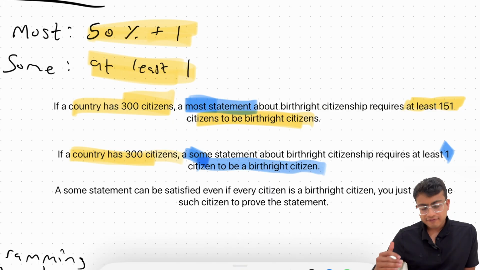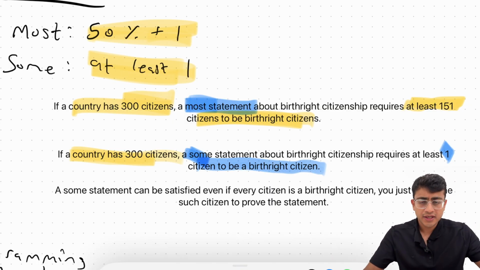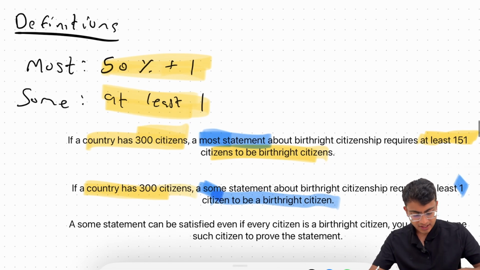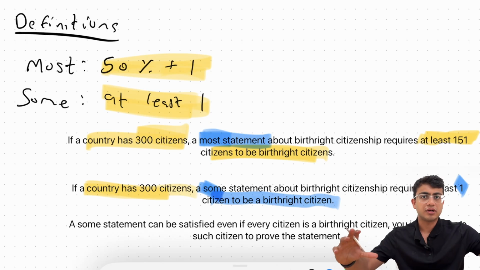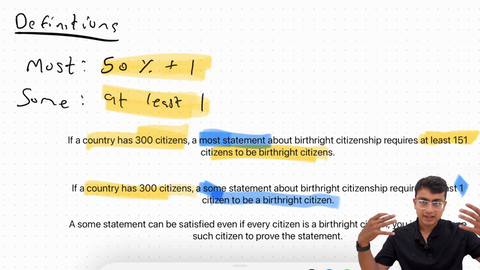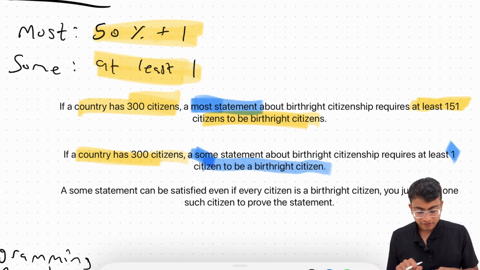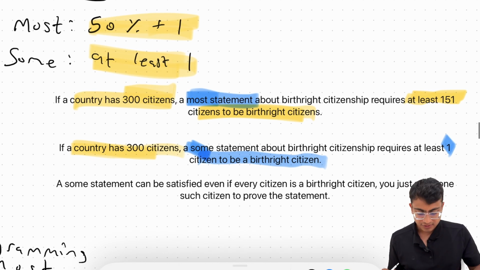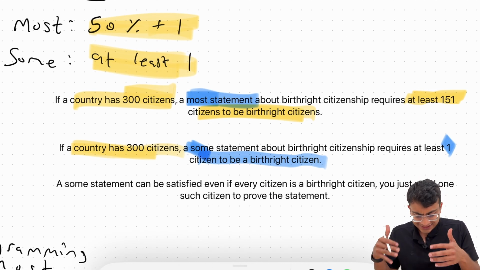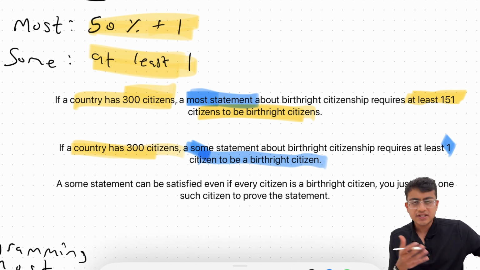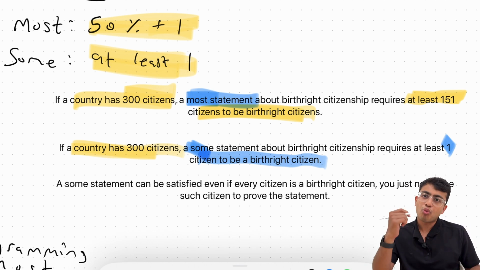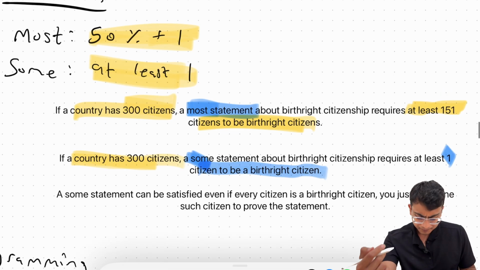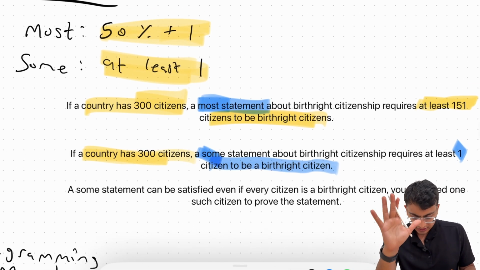So the only difference between a most statement and a some statement is the burden of proof. So I have a country with 300 citizens, and I want to make a most statement. I need to double check that 151 people actually satisfy what I'm trying to say. But for a some statement, I only need one person. And a some statement can be satisfied even if every citizen is a birthright citizen. That is completely okay. You just need one to prove that statement. Okay, hopefully this is clear.